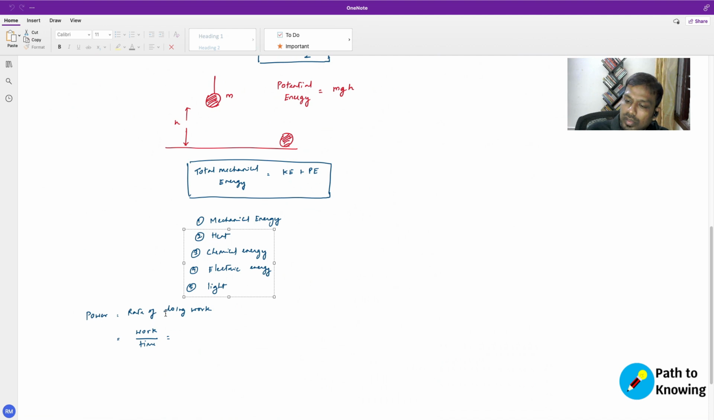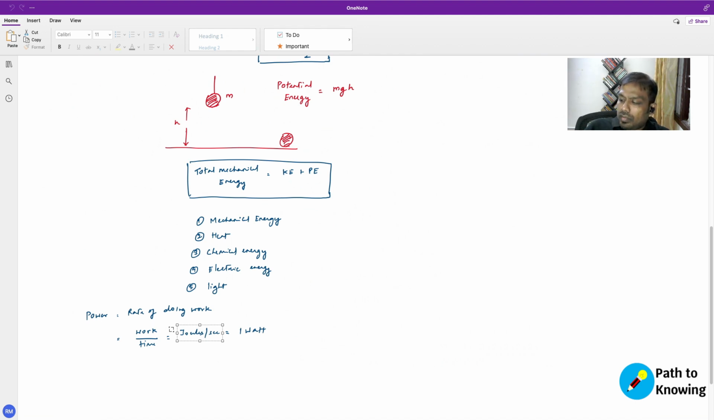So the unit for power is joules per second. And similarly, we have a shorthand for power. We don't call it joules per second. We call it watts. So 1 joule per second is 1 watt. And this is in honor of another physicist, James Watt. For all his contributions to physics, we attribute the unit of power to James Watt.